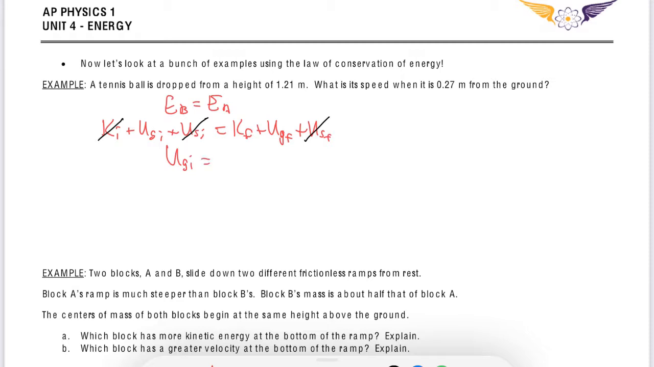Now on the after side, I have to keep both of them because I'm looking for a speed, which is in KF, but I'm not going to the ground. I'm going to 0.27 meters above the ground. You could subtract 0.27 from 1.21 to get essentially your delta H, and that would eliminate UG final, but that's six of one, half a dozen of the other. Now what I'm going to do is substitute in my equations.